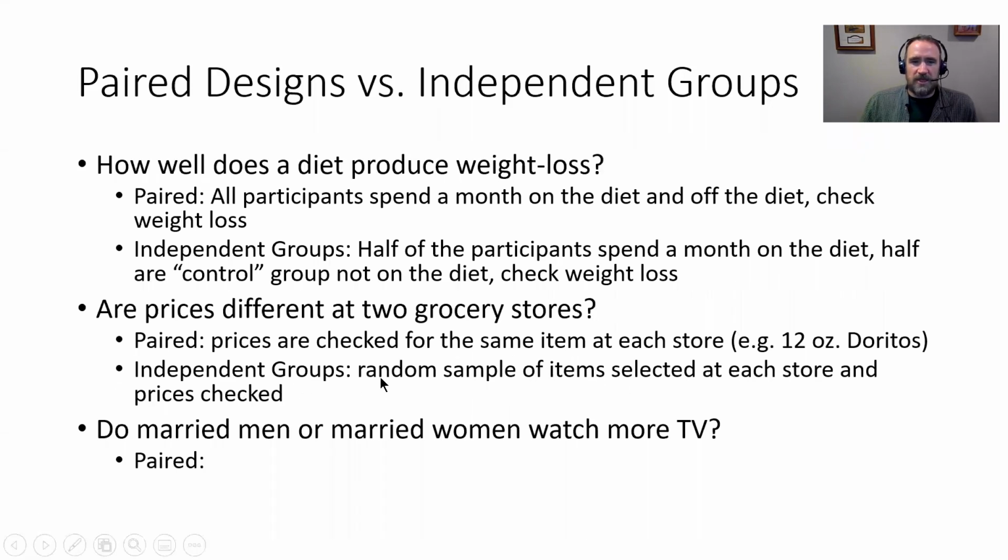For independent groups design, we'd have a random sample of items selected at each store and check the prices for our random sample of items. So here, to me, this one's really clear, the advantage of the paired design. We know we have the exact same item, and so any difference in the prices can help suggest which store might be more expensive. Whereas if we do a random sample, it's possible that there's some fluctuation in the randomness of our sample, that we're randomly picking some more expensive items or some less expensive items.